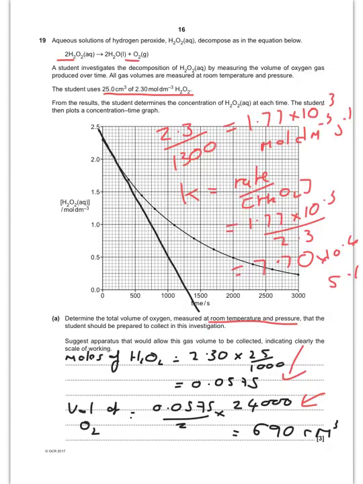So the thing you need to remember is they have asked you to suggest apparatus, so you use a 1 decimetre cubed gas syringe or measuring cylinder.